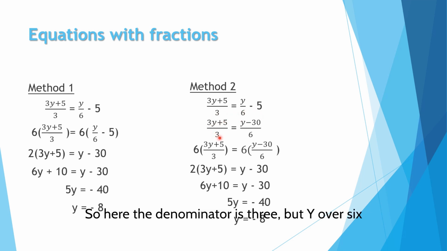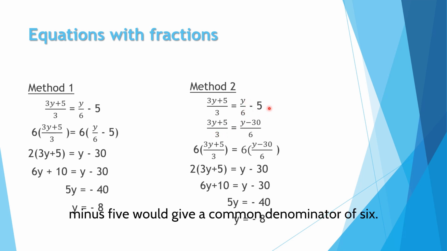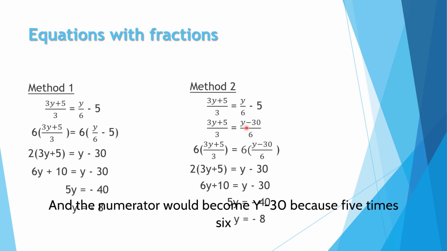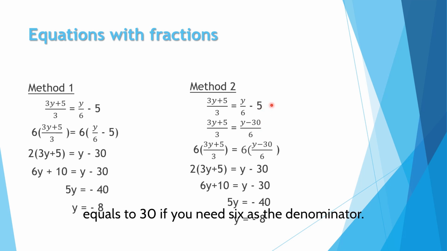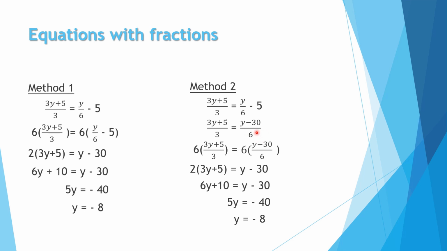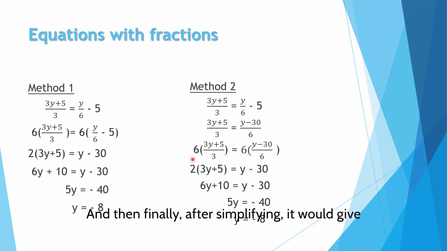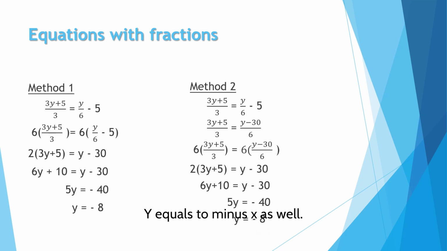So here, the denominator is 3, but y over 6 minus 5 would give a common denominator of 6, and the numerator would become y minus 30, because 5 times 6 equals to 30, if you need 6 as the denominator. And then simply, we just multiply both sides by the lowest common multiple, which is 6. And then finally, after simplifying, it would give y equals to minus 8 as well.